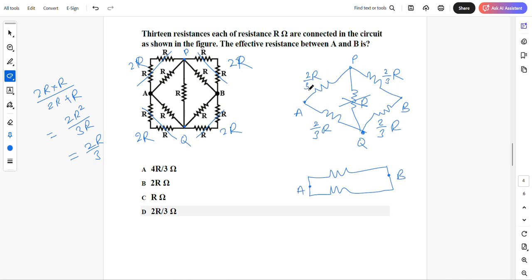These two are in series. 2 by 3R, 2 by 3R in series. What about this one? 2 by 3R, 2 by 3R in series. This is 4 by 3R, because 2 by 3R plus 2 by 3R is 4 by 3R. Now 4 by 3R in parallel with 4 by 3R is half of that value. If I divide this by 2, I get again 2 by 3R. That is the value of the resistance between A and B. 2R by 3 is the right answer. It's so easy. Next problem.